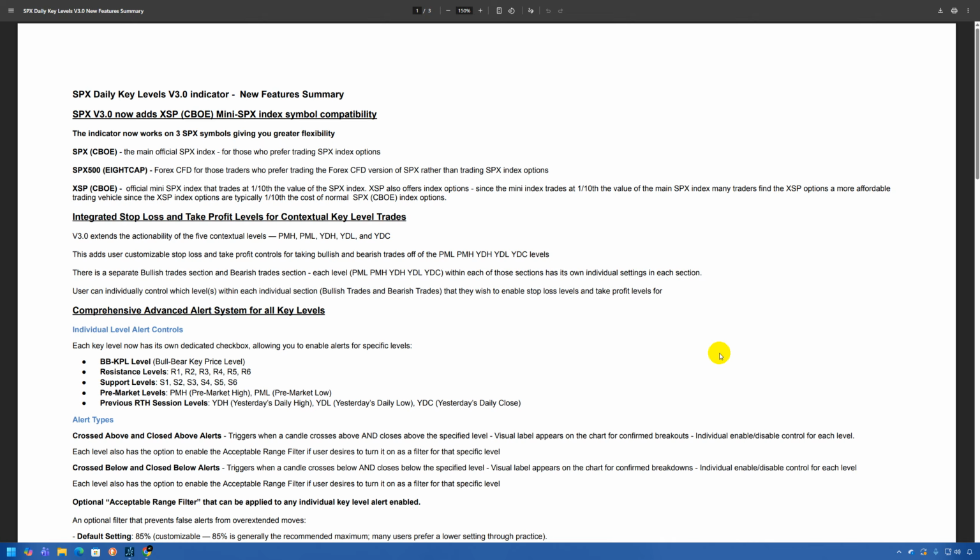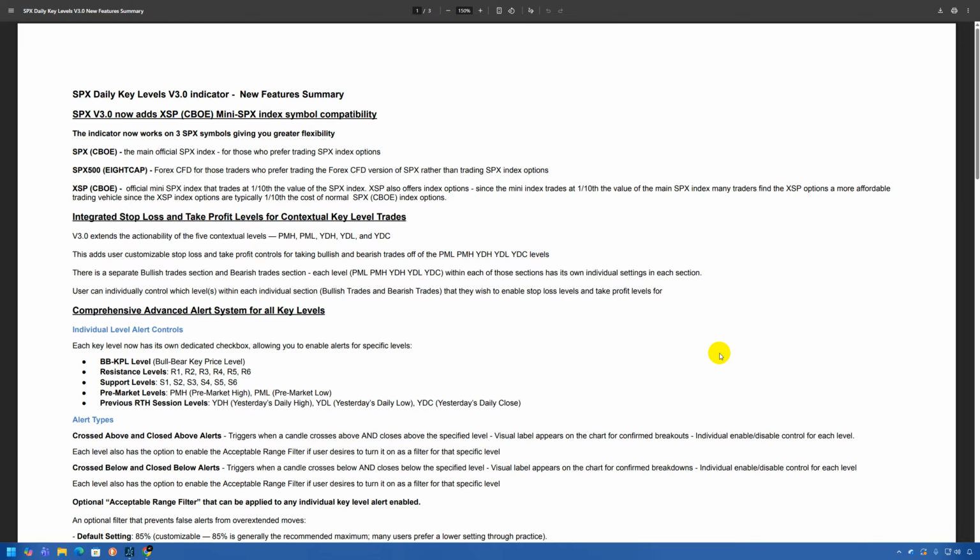We have also added a comprehensive advanced alert system for all key levels. This includes the BBKPL level, the resistance levels R1 through R6, support levels S1 through S6, the pre-market levels, the PMH and PML, and the previous RTH session levels, the YDH, YDL, and YDC.